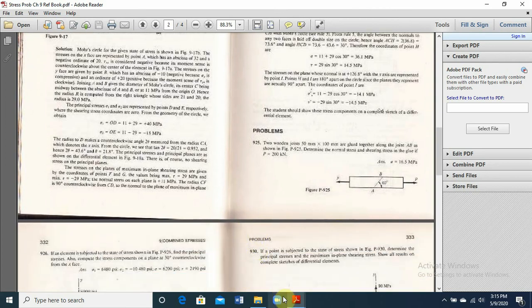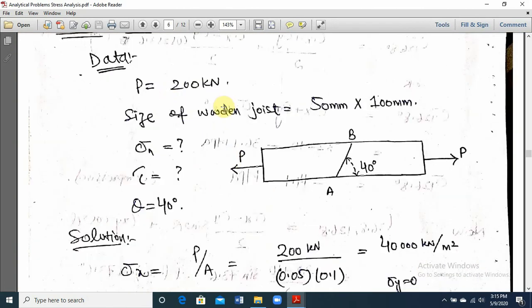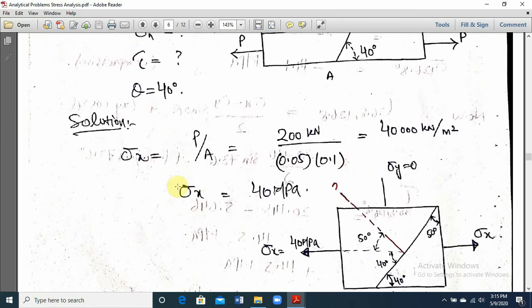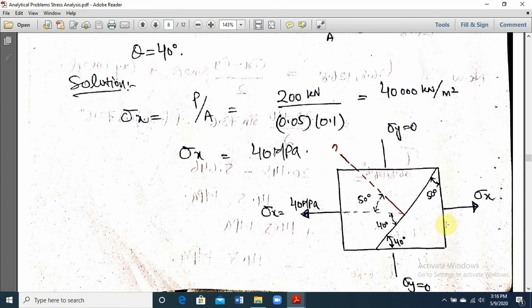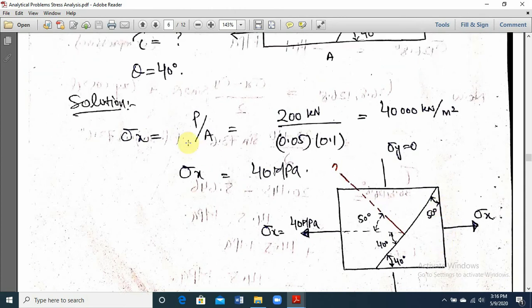So how will we proceed for this numerical? Let P be equal to 200 kN. The size of the wooden joist is 50 mm by 100 mm. Theta is unknown, tau is unknown. The value of theta is 40 degree. As we know that sigma x is equal to, so we draw this on a differential element sketch. Let's suppose a stress sigma x is acting on it, for example this normal stress. This is an inclined plane. This makes an angle of 40 degree. So using the reference for a triangle, if this is 40 and this is 90, this will be 50 degree.